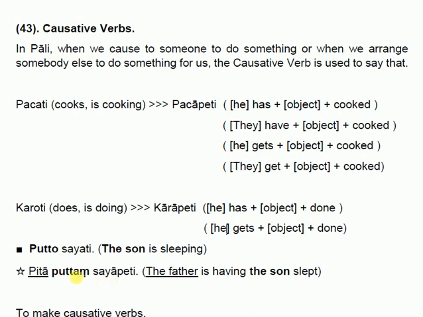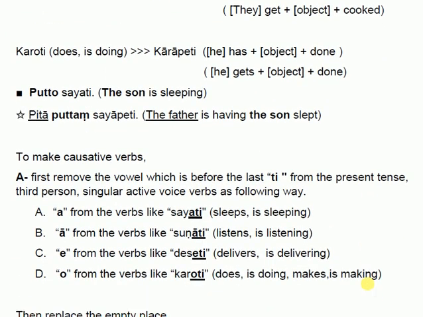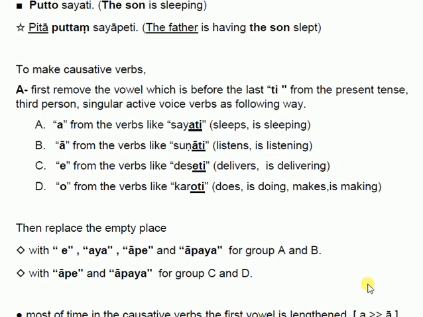Here you can see putto sayati, that means the son is sleeping. Then pita puttang sayapeti, the father is having the son slept. Father is having the son, puttang, slept. Right. Let's see how we make this causative verb.